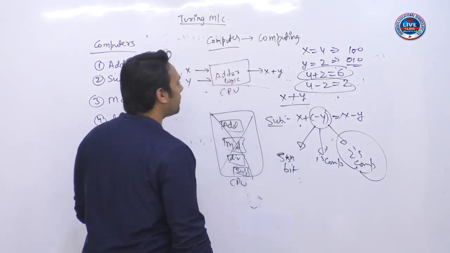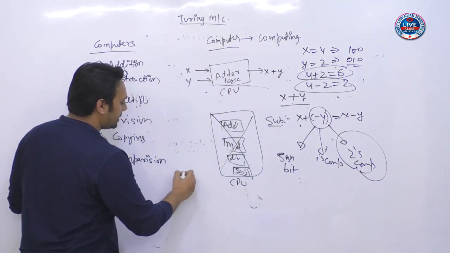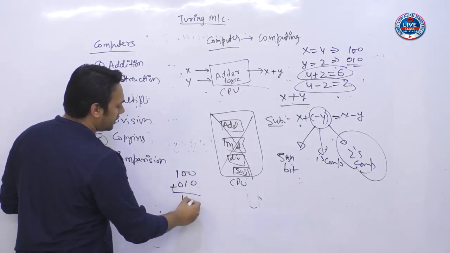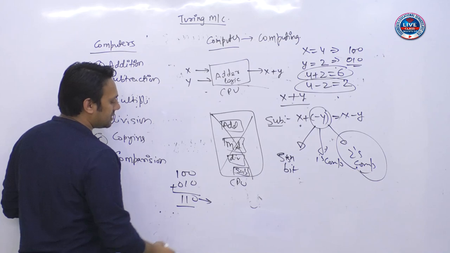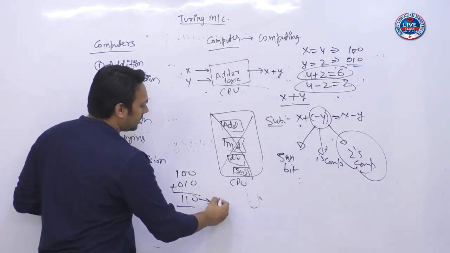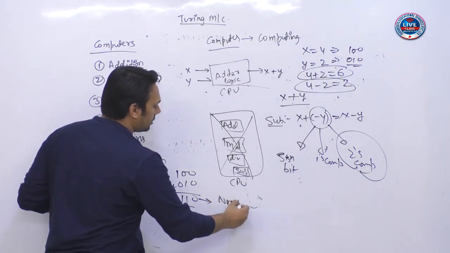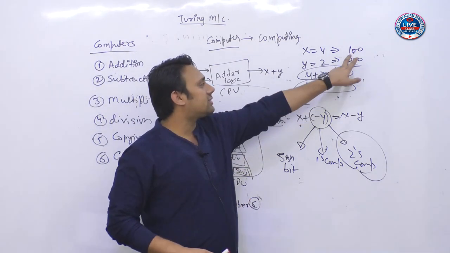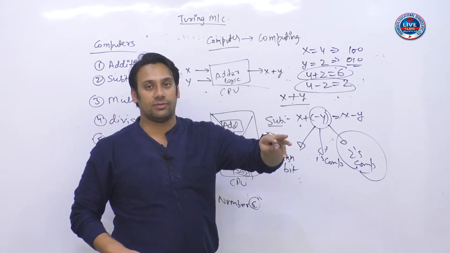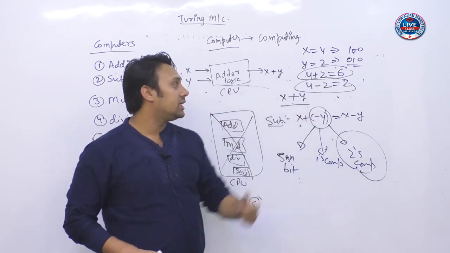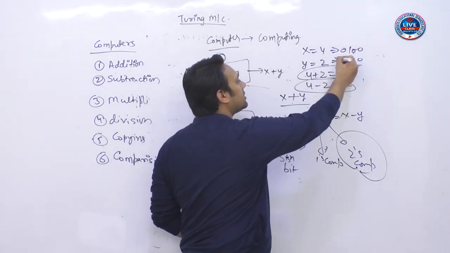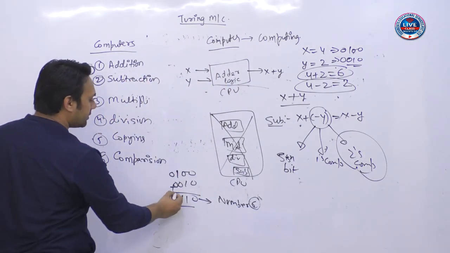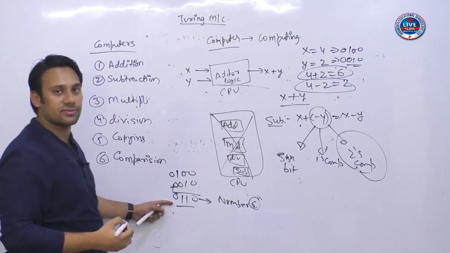Okay, so if you are performing addition, that means you are performing 100 plus 010, so your result will be 110, and this 110 represents your number 6. Okay, and here we are just assuming that we have only 3 bits. The numbers are created using 3 bits. Even if the numbers are created using 4 bits, still we can perform the same operation. अगर आपकी 4 bits की number होती, still you can perform the same operation, still the result will be 6.